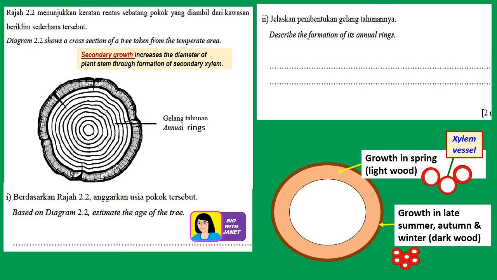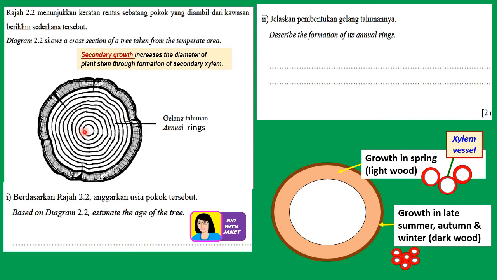Next question. Diagram 2.2 shows a cross section of a tree taken from the temperate areas. Based on this diagram, estimate the age of the tree. So if you look at this diagram, it is the cross section of the woody stem of the tree, and you can see a lot of gelang tahunan or annual rings. Alright, so one ring represents 1 year of growth, and we can estimate the age of the tree by counting the rings.